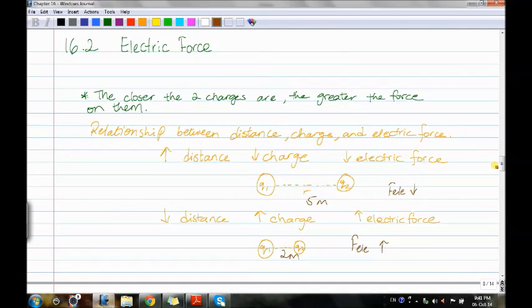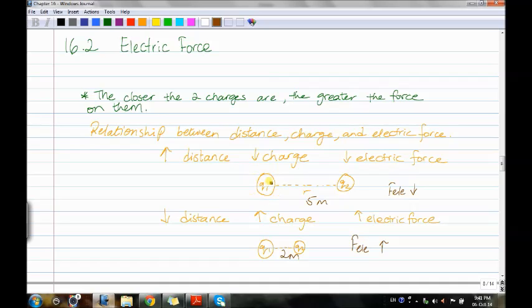So that's it for section 1. Now we move on to section 2, the electric force. The closer the two charges are, the greater the force on them. What is the relationship between distance, charge, and electric force? The more the distance, the less the charge and the less the electric force.